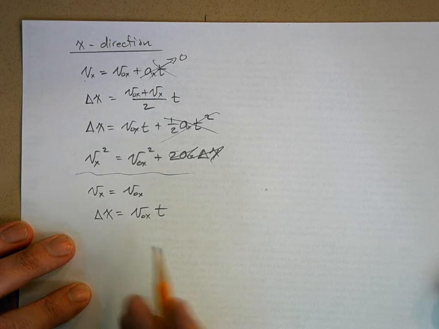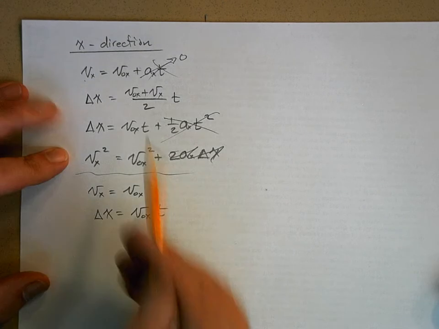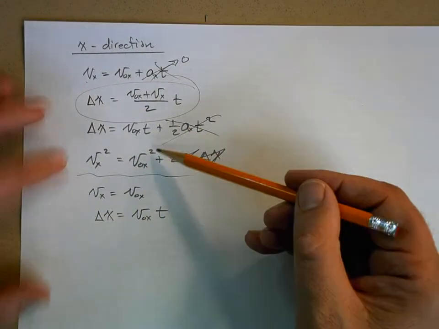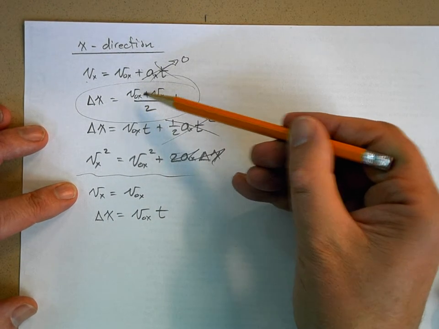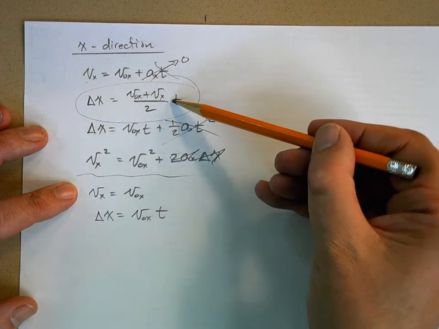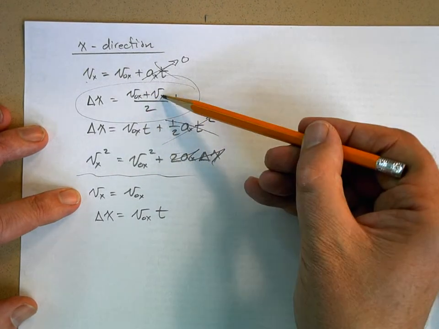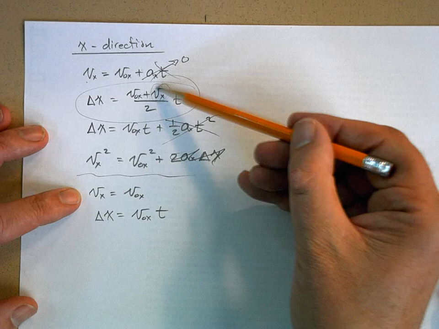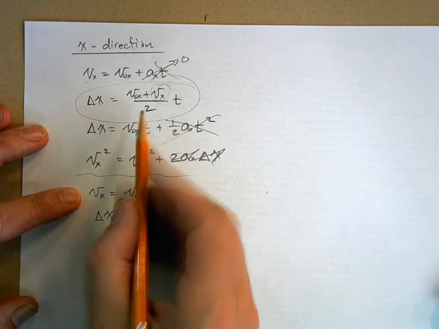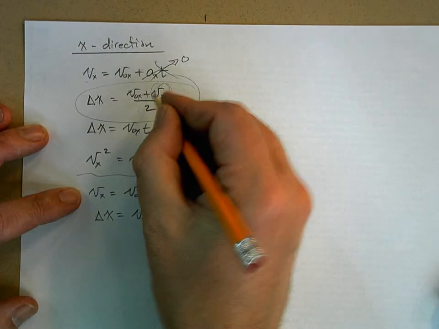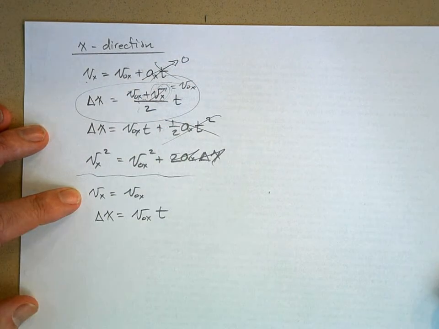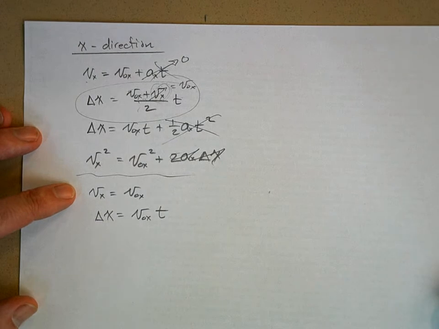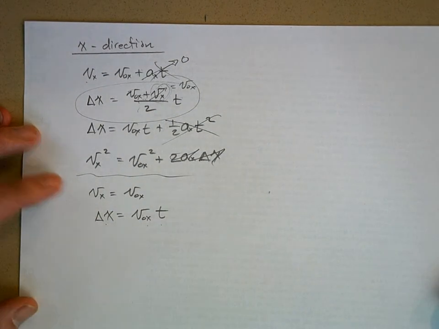Now, the other two just reduce to this. Look at this one. If the initial velocity in the x direction is equal to the velocity in the x direction, if these two are equal, I can say this is equal to that. So really what I have here is v naught x plus v naught x. Well, what's v naught x plus v naught x? 2v naught x. What is 2v naught x divided by 2? V naught x. And you get delta x equals v naught x times t.